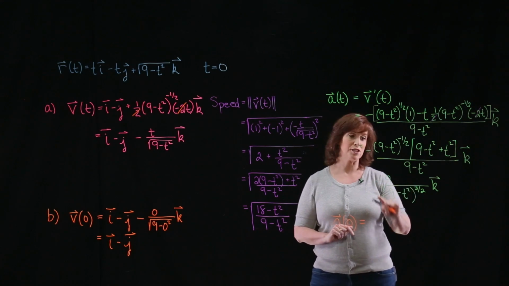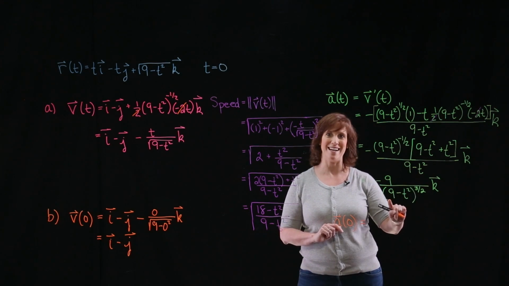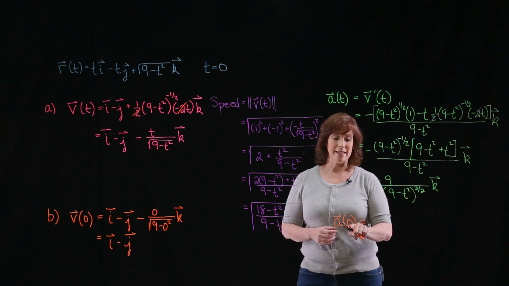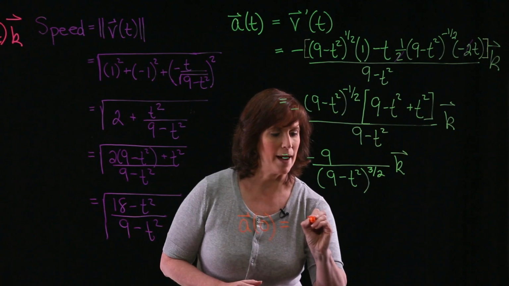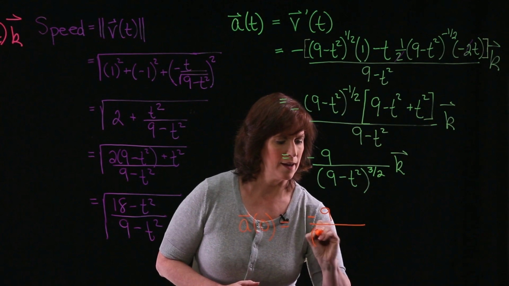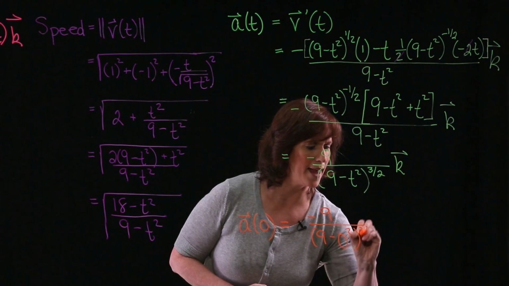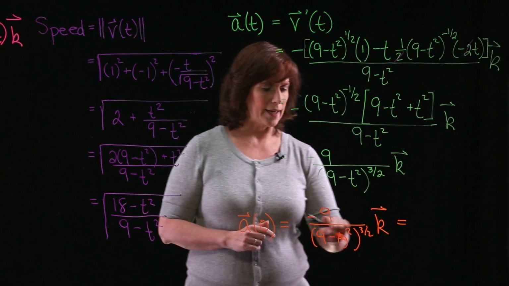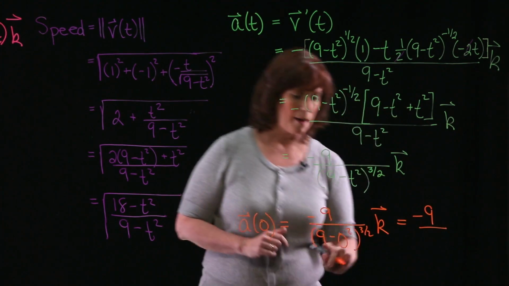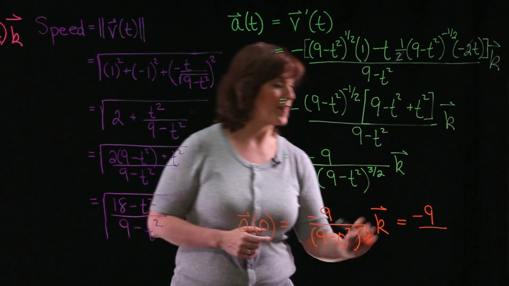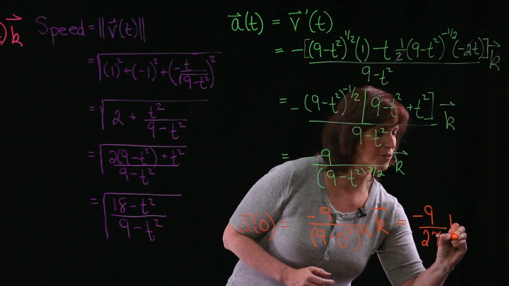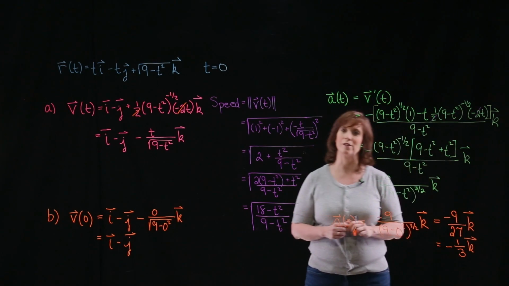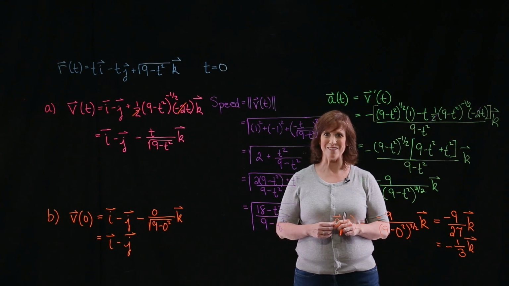Okay, let's go and do the same thing for the acceleration. I calculated my acceleration vector to be minus 9 over the quantity 9 minus t squared to the 3 halves times vector k. Again, all I have to do is plug in 0 every time I see a t. So minus 9 all over 9 minus 0 squared to the 3 halves times my vector k. Well, in the numerator, I just have a minus 9. My denominator will be 9 to the 3 halves power. That's 27 times vector k. And I can do one more simplification step by writing that as minus 1/3 times vector k. I hope that was helpful. Thanks.